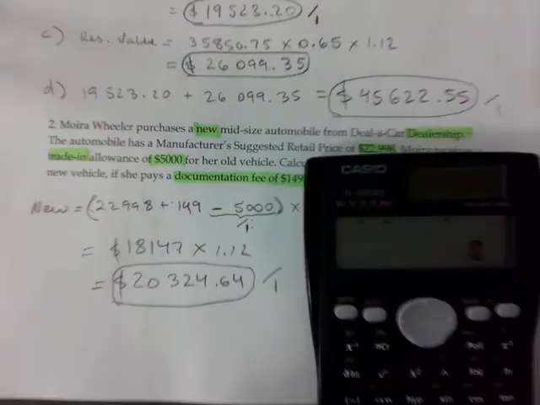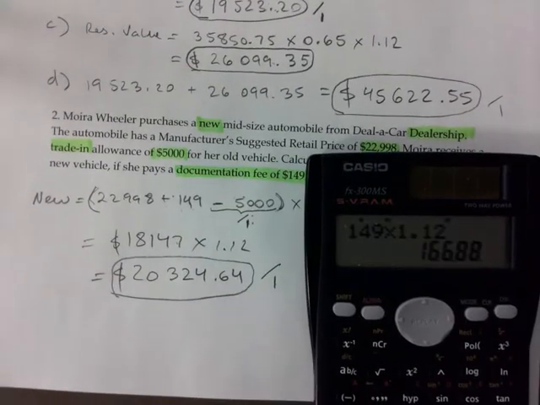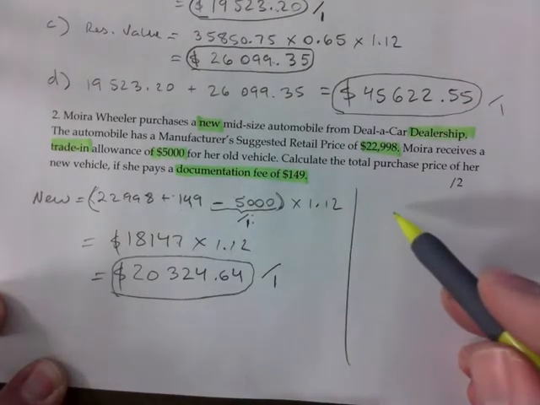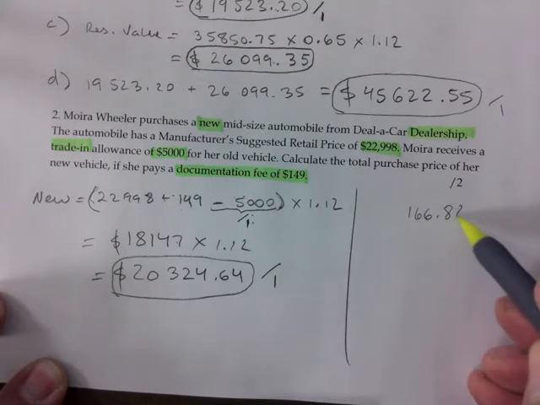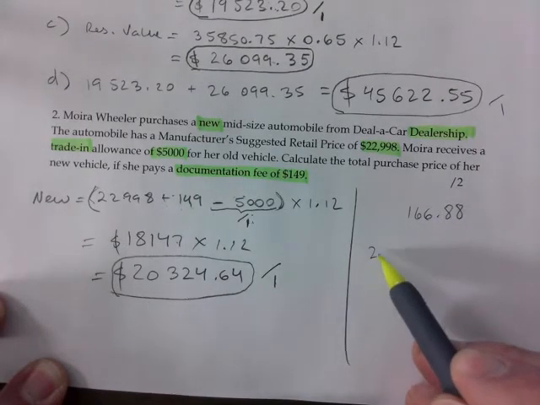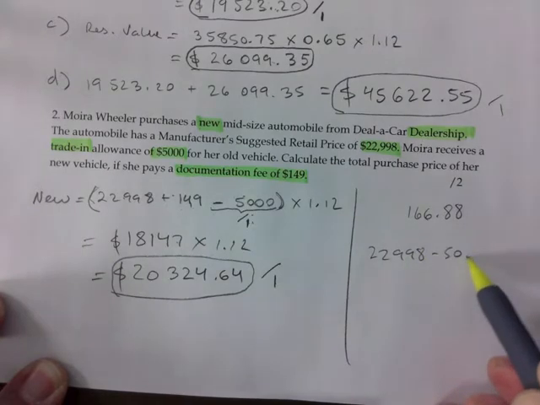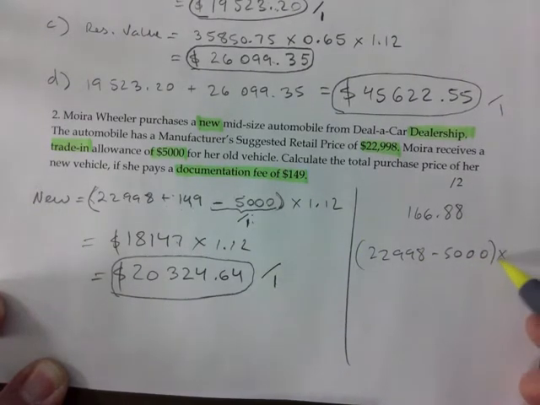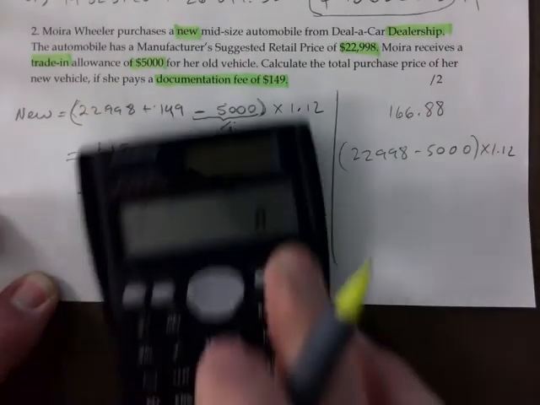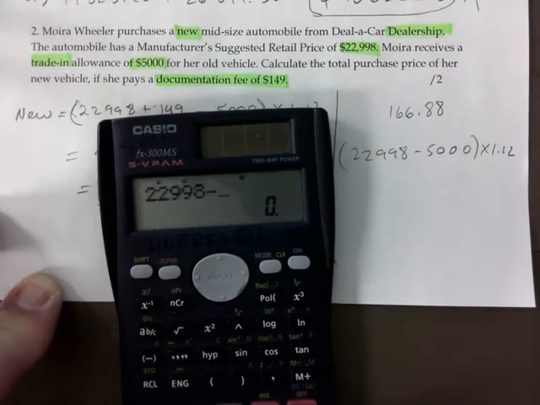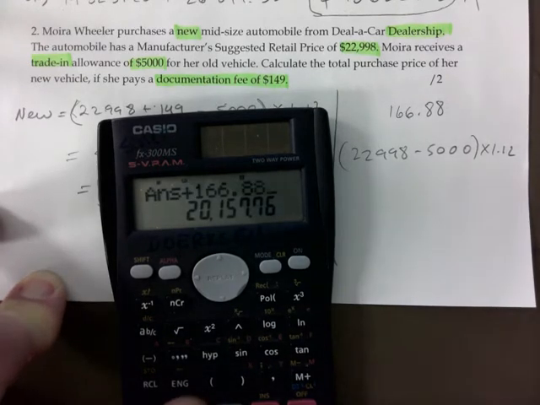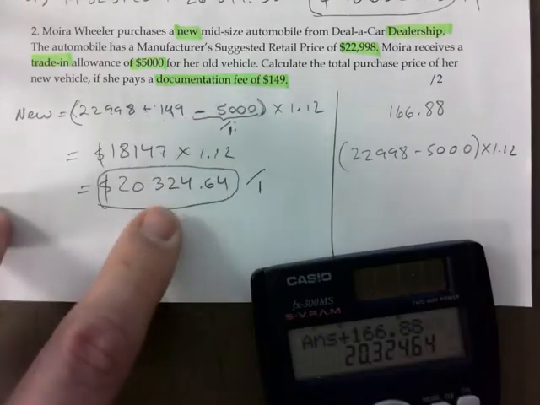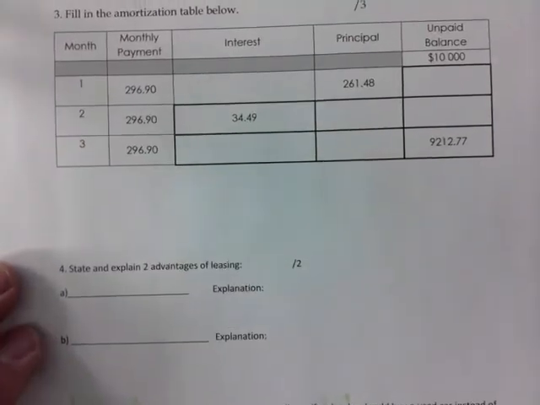So just real quick, 149 times 1.12, right? Some of you did that on the side. So let me just, right? So you have 166.88. I parked that. And then you take the car, take away the $5,000, times 1.12, and then you add. You should still get the same answer as this, okay? So regardless of how you did it, there you go.